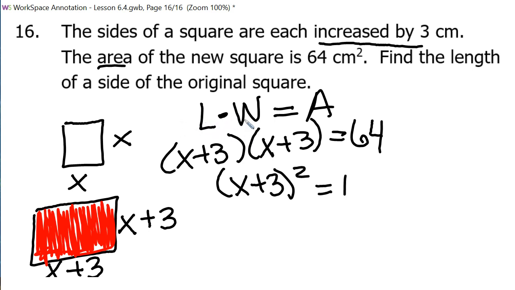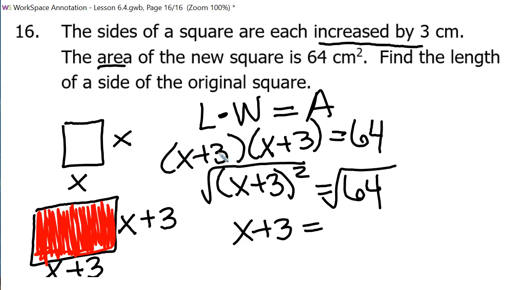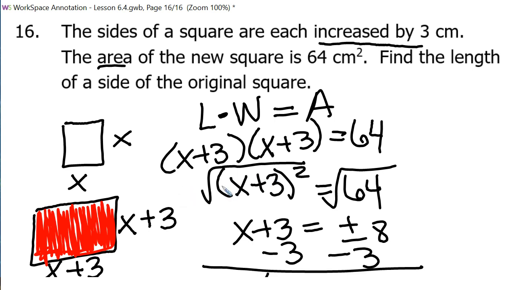equals 64. Now it looks like these equations we can solve. So how do I get rid of the square? Square root both sides. And what happens when you square root a square? Cancel, so bring down the x plus 3. And what is the square root of 64? Plus or minus 8. To get the x by itself, what's the opposite of add 3? Subtract 3 from both sides. So that gives us x equals negative 3 plus or minus 8.